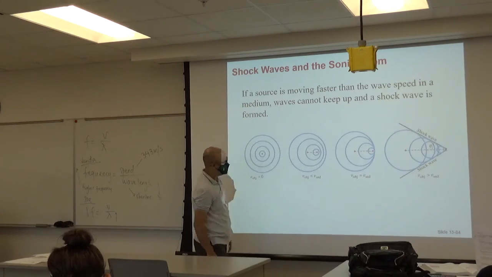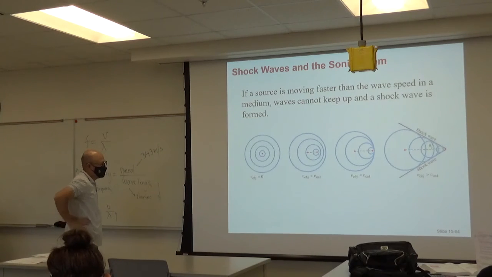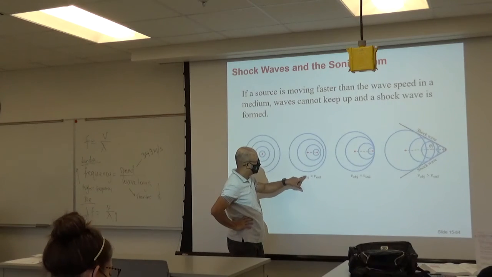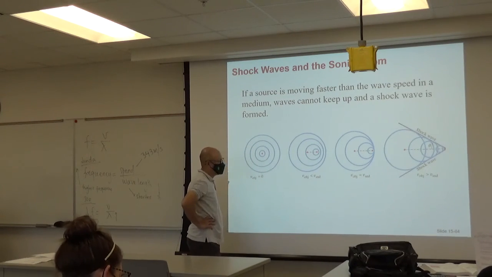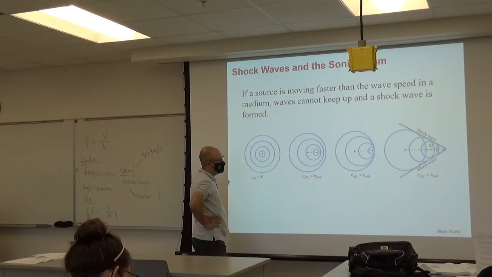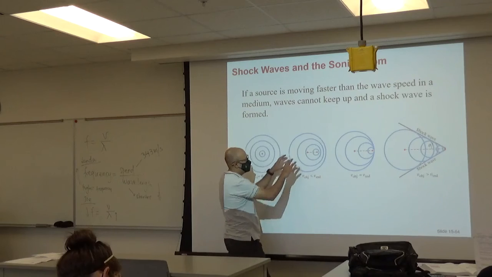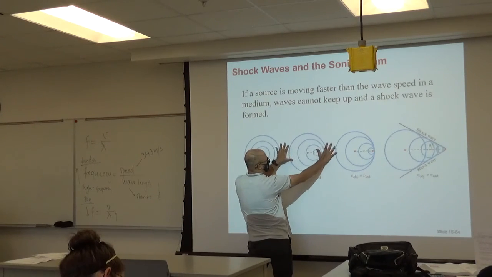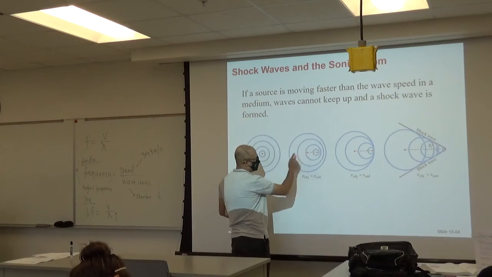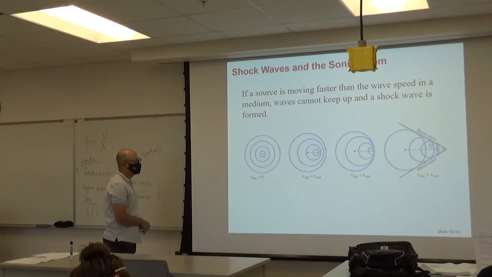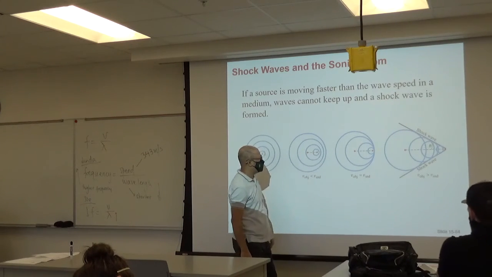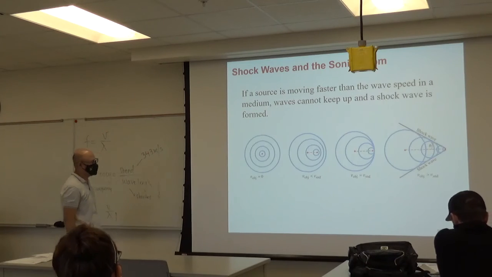So this is the case when the object has the speed that is less than the speed of the wave. So the wave is traveling outward, but the wave is traveling faster than the source. The source is traveling to the right, but its speed is slower than the speed of the wave.